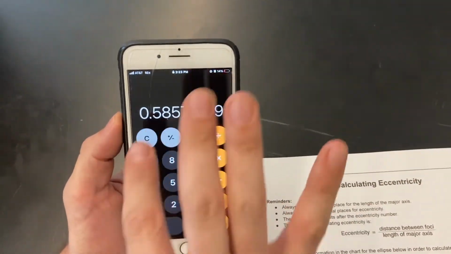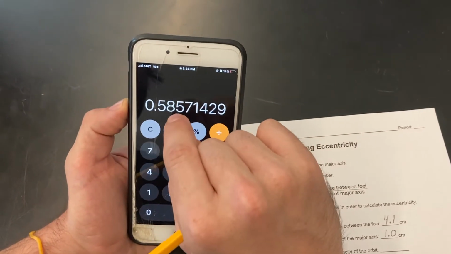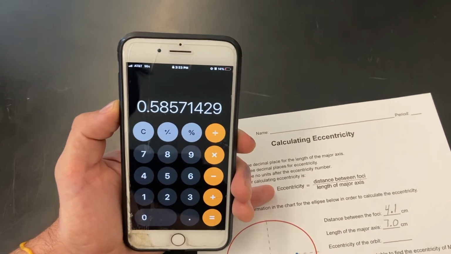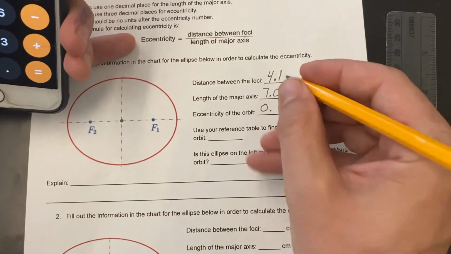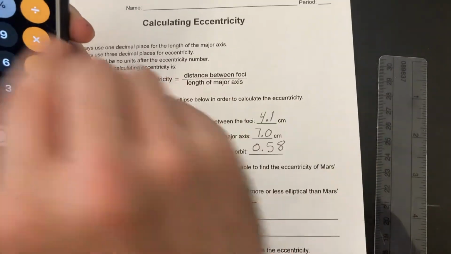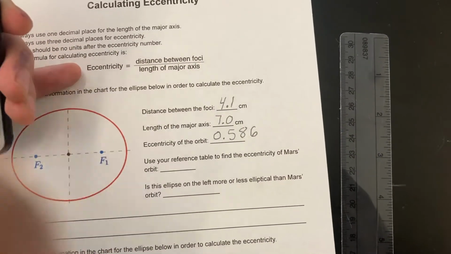Now we want 3 decimal points. We don't want to put all of that. So 1, 2, 3, that 5. Because of that 7, that 5 is going to round up to 6. Now we'll practice our rounding today. If that's news to you, it'll definitely help you out. But we want 0.586, because that 5 will round up because of that 7.